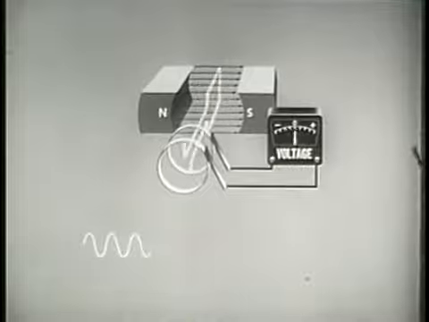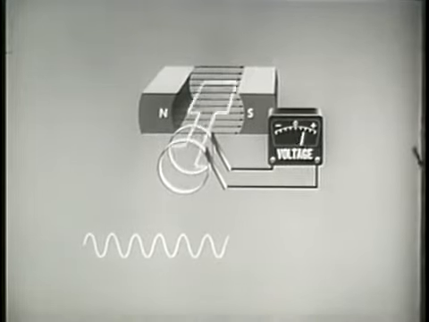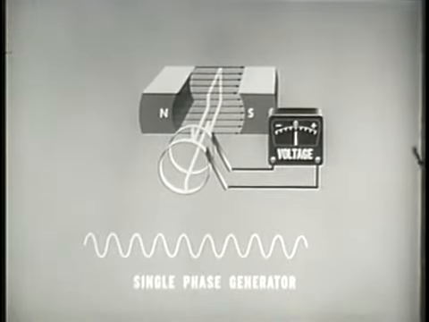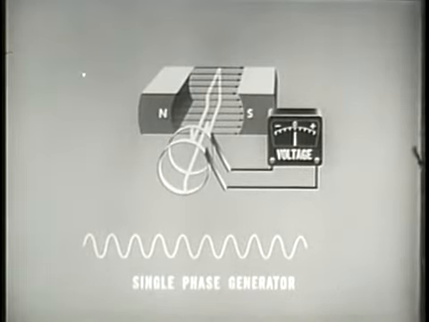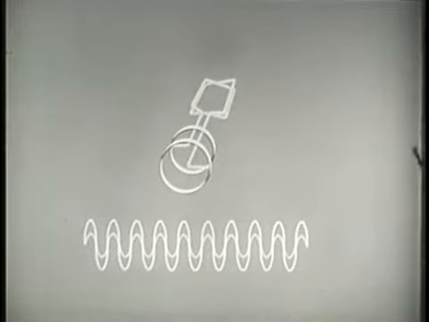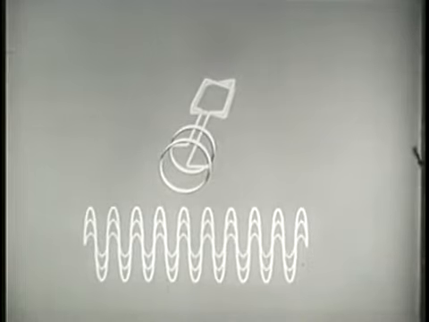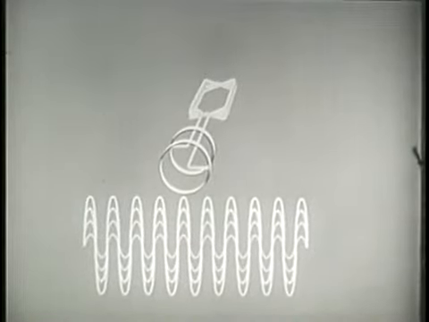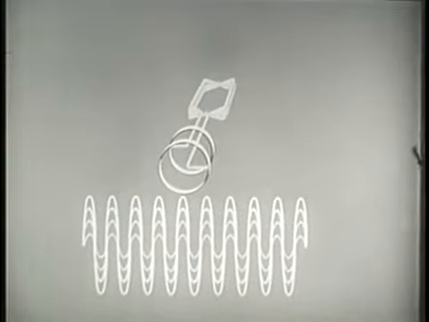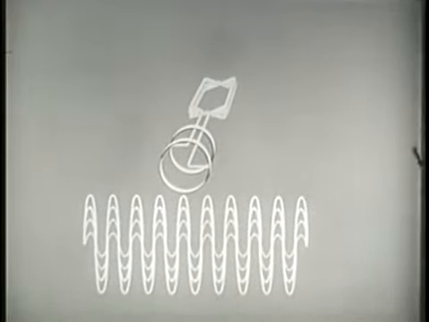There are several different types of AC generators, or as they are sometimes called, alternators. This is an elementary single-phase AC generator. The armature of a single-phase AC generator is wound with many turns of wire. These coils are connected in series, so that at any given instant of time, the total voltage induced is the sum of the voltages induced in each individual coil.